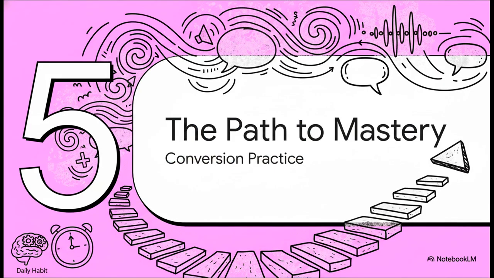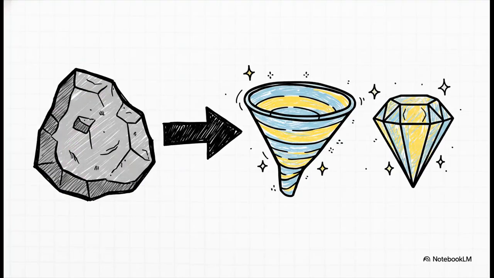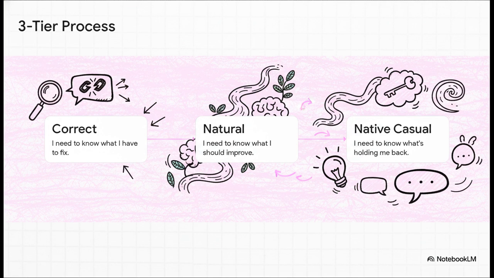Finally, part 5, the path to mastery. So how do we actually achieve this? The fastest way forward isn't locking yourself in a room with a 500-page grammar book. You need a rewiring daily habit, something called conversion practice. This is where you actively take one sentence you'd normally say and you consciously transform it. Let's walk through this 3-tier process together.